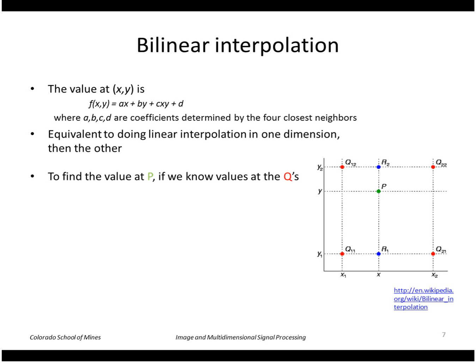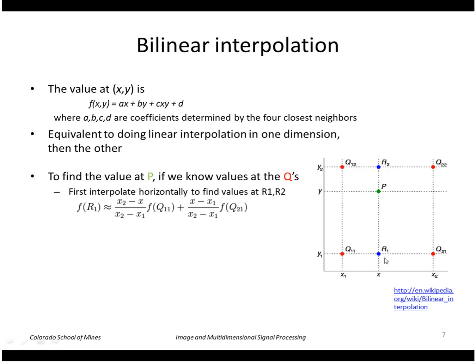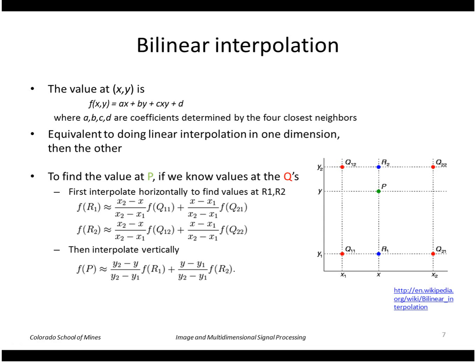So here's an example. Let's say we know the values of the image at the Q points. There are 4 of those, and we want to find it at P here. So first we're going to interpolate horizontally to find the values R1 and R2. We can do that fairly easily with these equations, which are simply doing a linear interpolation from here to here. Once we have that, we can interpolate vertically. So we have R1, R2, and we can interpolate this way to find f(P).